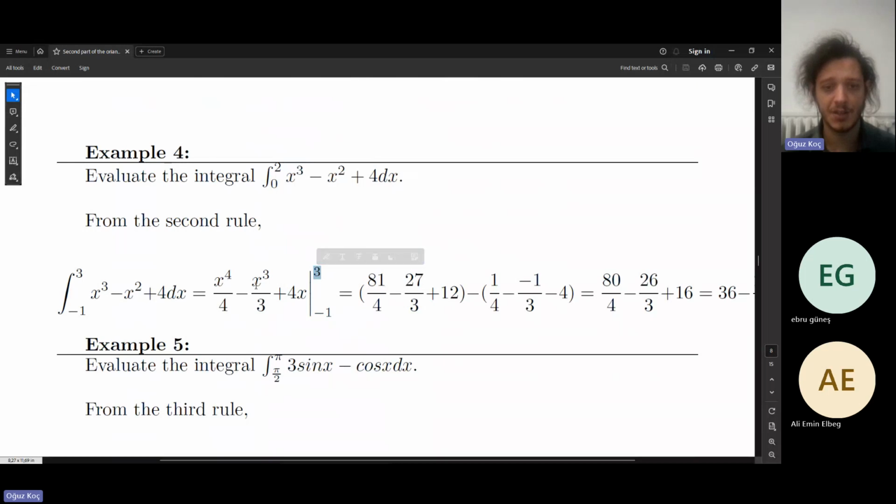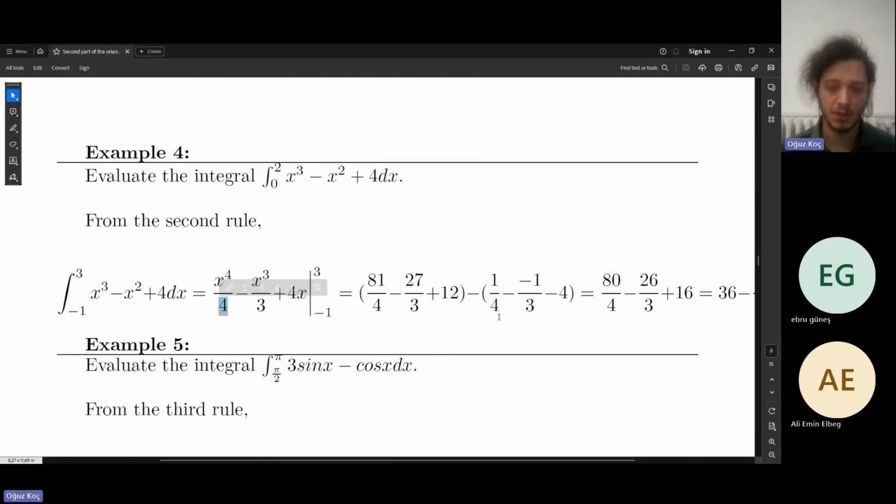For 3, it's just the fourth power of 3 over 4, which is equal to 81 over 4, minus the third power of 3, which is equal to 27 over 3, and 4 times 3, which is equal to 12, and minus, for the lower limit, we put minus 1 into the x here. The fourth power of minus 1 is equal to plus 1.